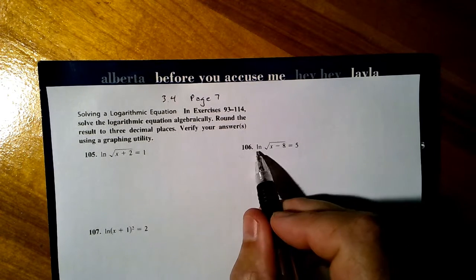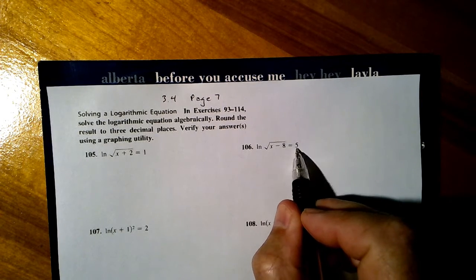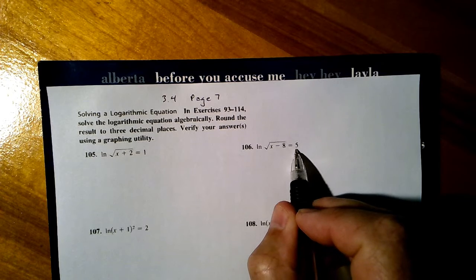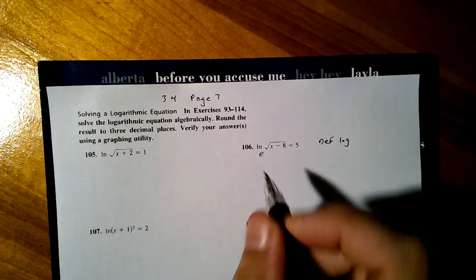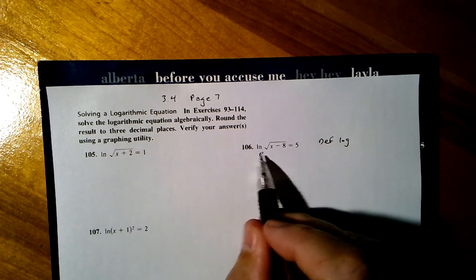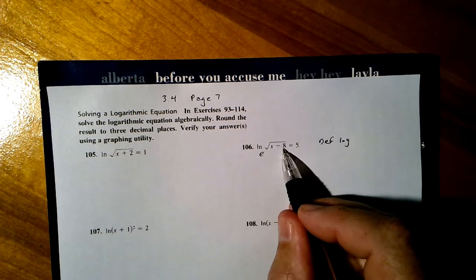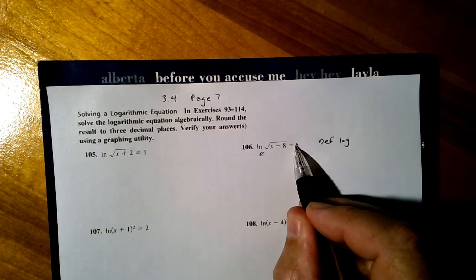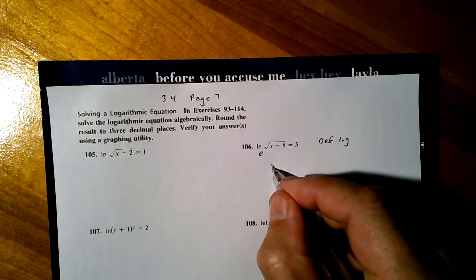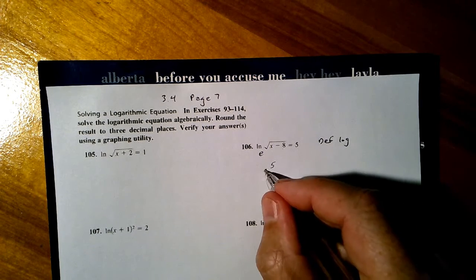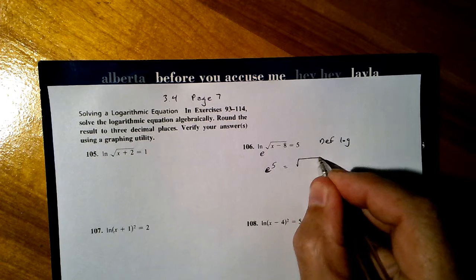So here we've got plain old logarithm equals plain old number. Definition of log: this is the exponent that turns e into the square root of x minus 8. But this is 5. So 5 is the exponent that turns e into the square root of x minus 8.